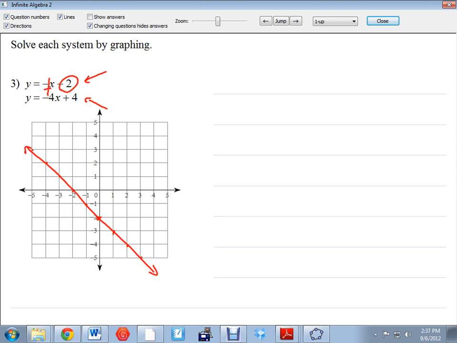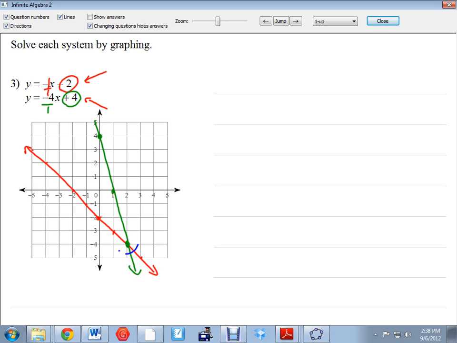So there is the first line. And then the second line, we will have a +4, so that is up here. And we will have a slope of -4 over 1. So I'll go down 1, 2, 3, 4, and over 1. Now this is the second point of the line. We're going to do again, 1, 2, 3, 4, and over 1, and we'll have a third point on the line right there.